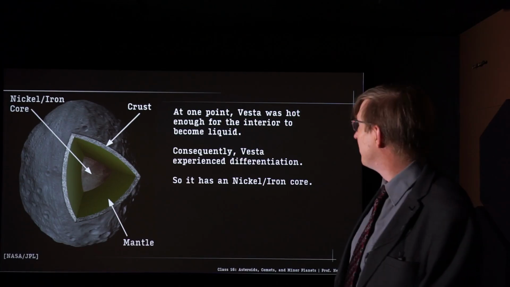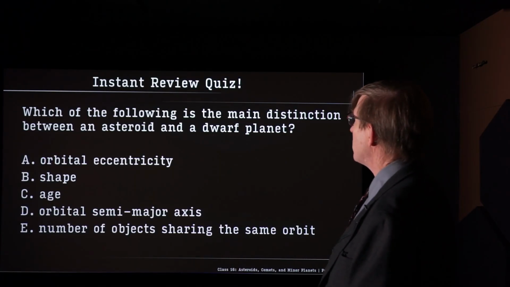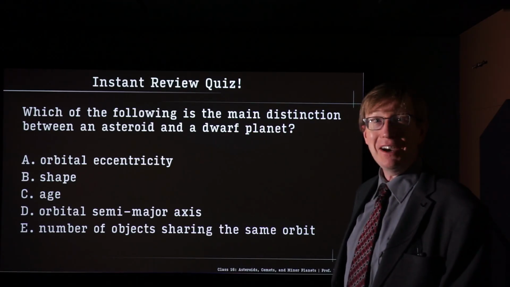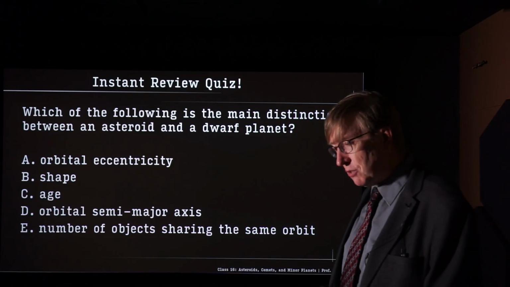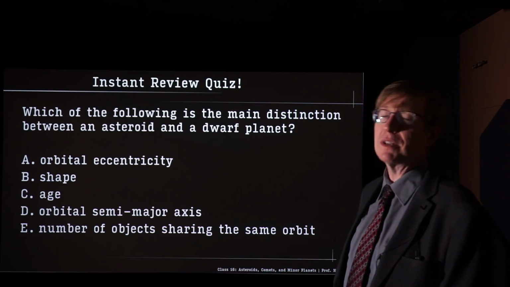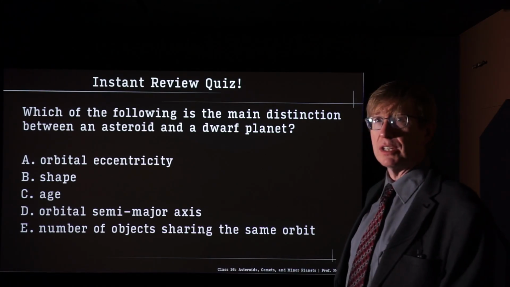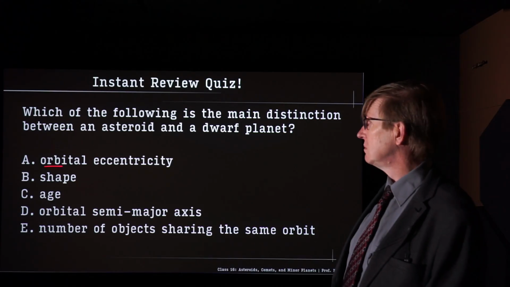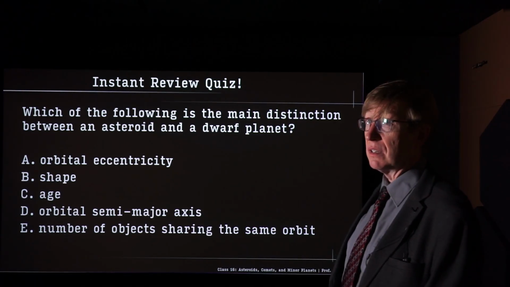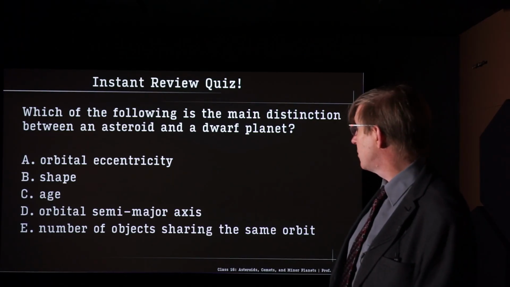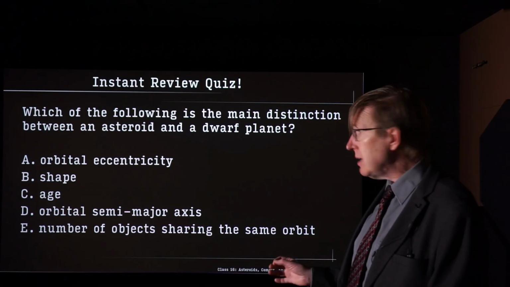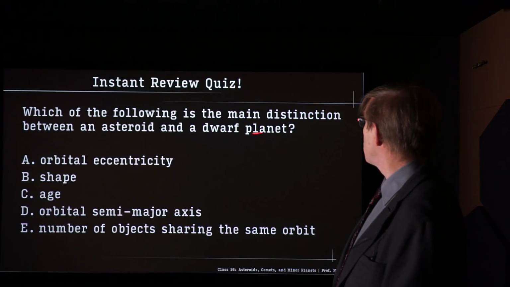Very cool. All right, instant review quiz. Which of the following is the main distinction between an asteroid and a dwarf planet? What's the main distinction between an asteroid, like Vesta, and a dwarf planet, like Ceres? Orbital eccentricity? Shape? Age? Orbital semi-major axis? Or the number of objects sharing the same orbit? What's the main difference between an asteroid and a dwarf planet?